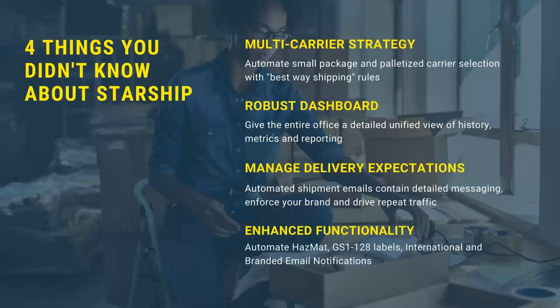So some of those 4 points that you might not know about StarShip, we're going to focus on today as part of the presentation. StarShip offers you the ability to have multiple carriers, both your small package and your freight carriers in one user interface, one application with the hooks into Dynamics. And it also has the ability to help with the routing, with best way shipping rules, freight rules, and ship-via rules that can be set up with some criteria to automate the process of carrier selection if you don't want to leave that up to the operator.